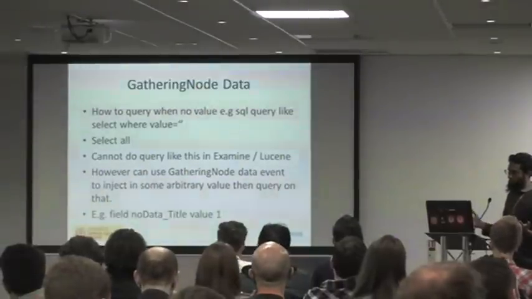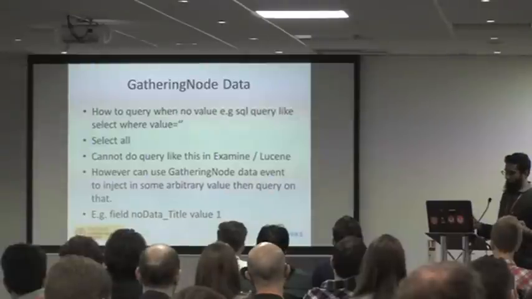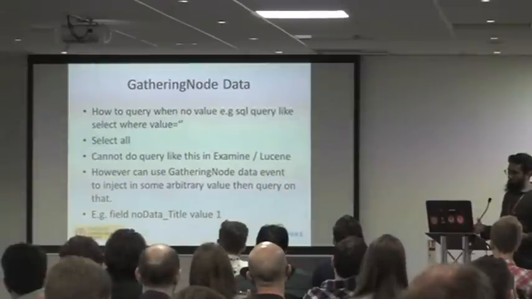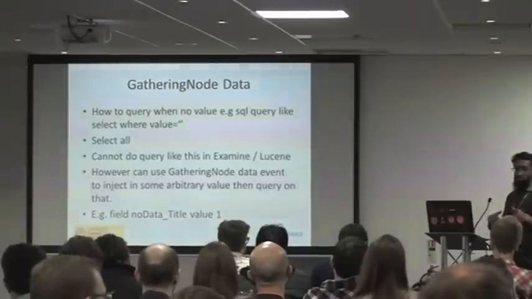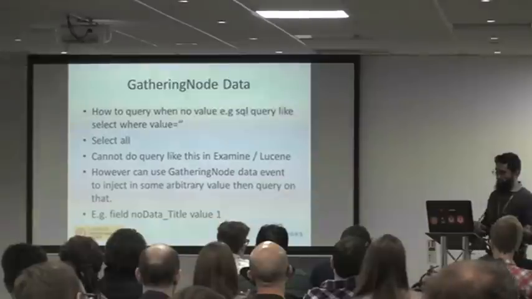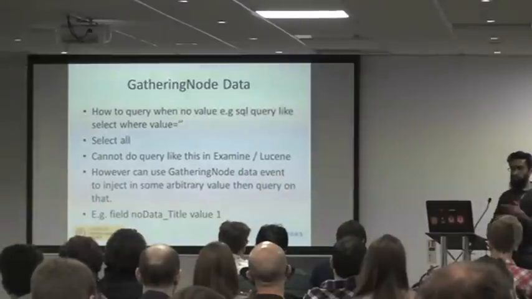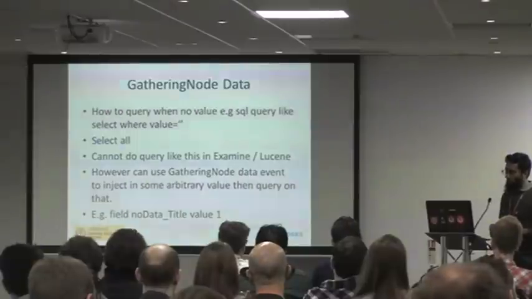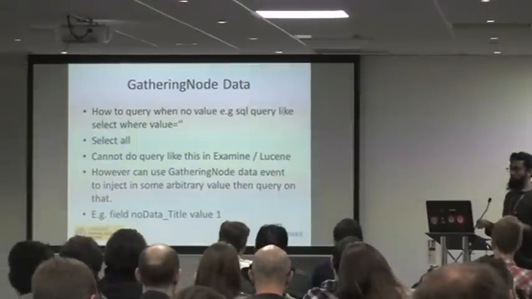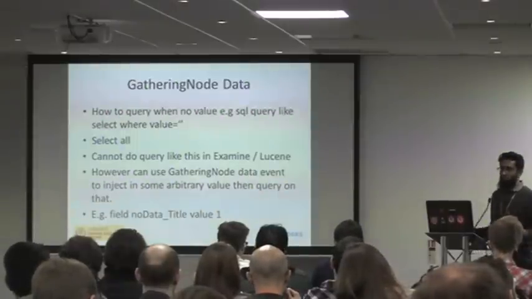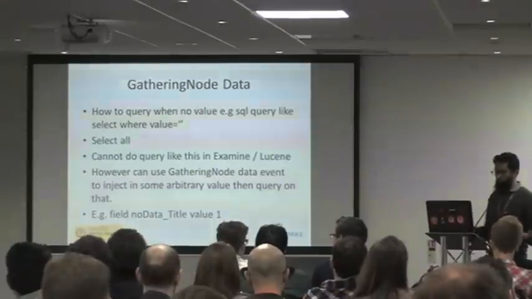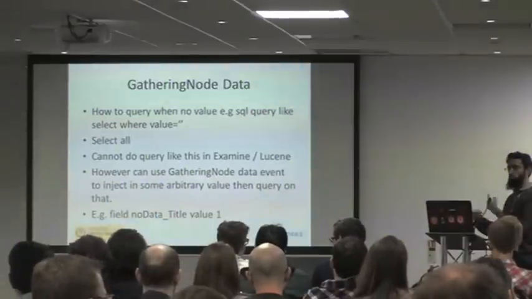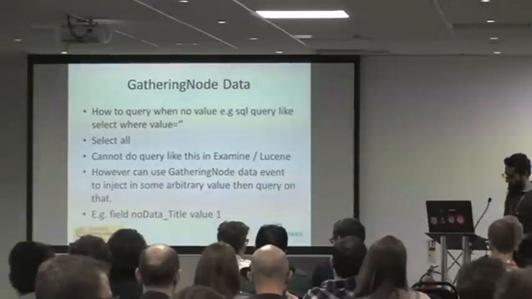So an example would be, let's say you've got a title and you want to pull back all content which doesn't actually have a title. You could just inject in an arbitrary data field, call it node data underscore title, and do a test. Is it blank? It is. Stick a 1 in, and then you can actually come back and do a query on it. And it would be a similar thing if you wanted to do a select all records from your index. Inject in a field which, for all intents and purposes, you just call all records, give it a value of 1, and you can then do a query on it and pull back all your data.